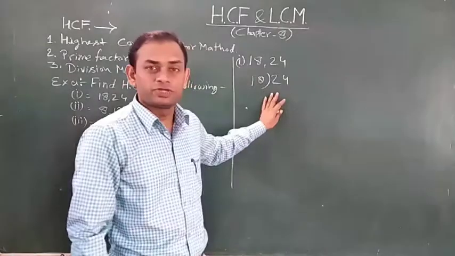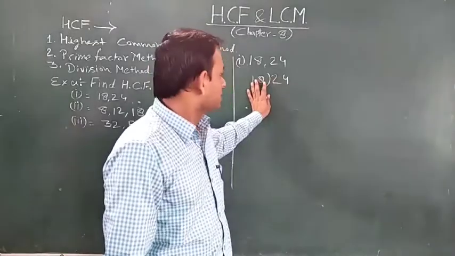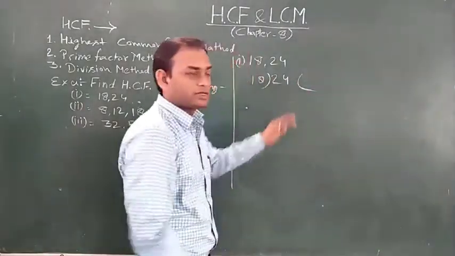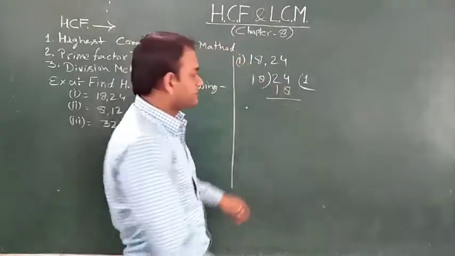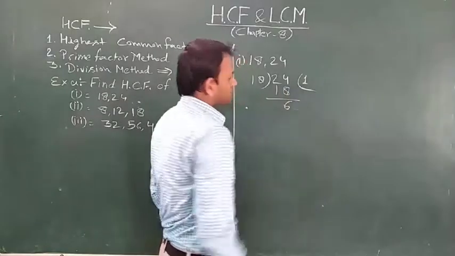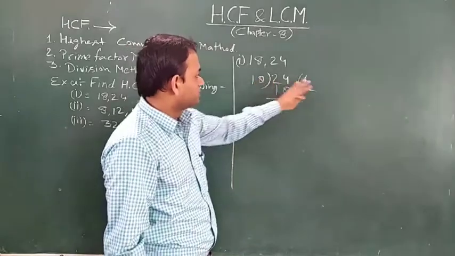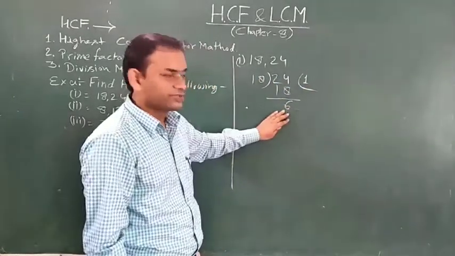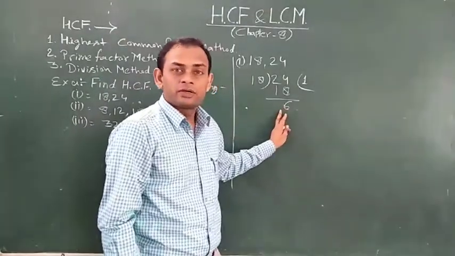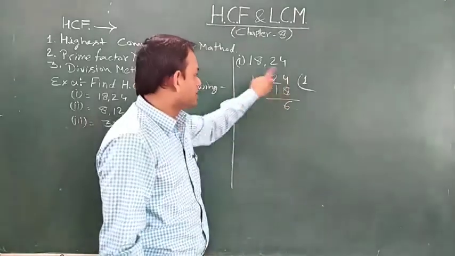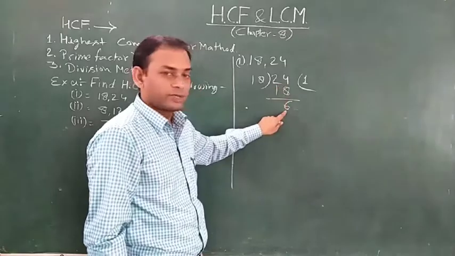We are just using the traditional method. So we will divide 24 by 18. 18 ones are 18. Now, what will be left? 6. 6 is left as a remainder. Means when we subtract 18 from 24, 6 is left, that is the remainder. Now what we have to do? This remainder becomes the divisor. Here, this is the divisor, this is the dividend, and this is the remainder.